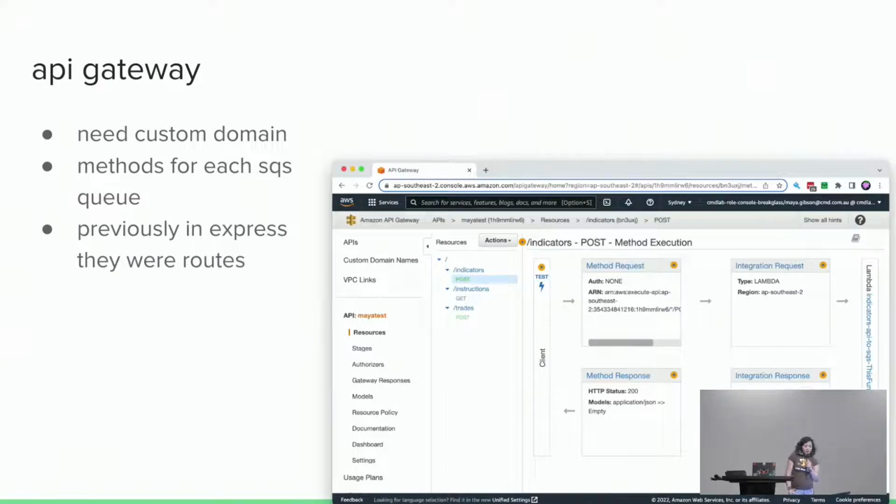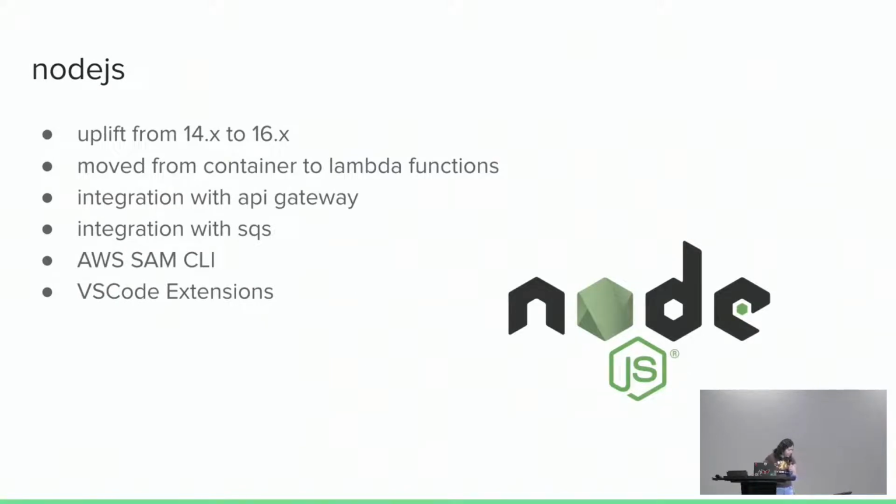Okay, so with API Gateway, I guess I've got a shopping list of things to do. One of them is to use a custom domain. So instead of it having a long AWS generated URL, I could use one of my own domains. With API Gateway, you need methods for each SQS queue. At least that's how I do it here. I've got SQS queues, which we'll go into later on, called indicators, instructions, and trades. I know that this works with indicators right now. Previously, when I was using Node.js Express, they were called routes. So it made it a bit easier for me to move it over to this way of doing things.